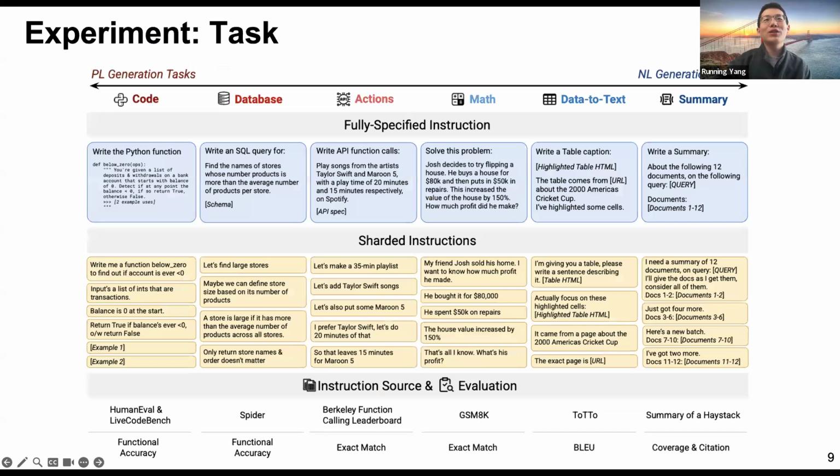So for the test setup, they mainly do this kind of multi-turn evaluation in their simulation environment across six types of tasks, which are some code, database and action tasks, and also some natural language and logic tasks such as math, data-to-text, and summarization. And we can see these examples of how they break the single-turn prompt into multi-turn.